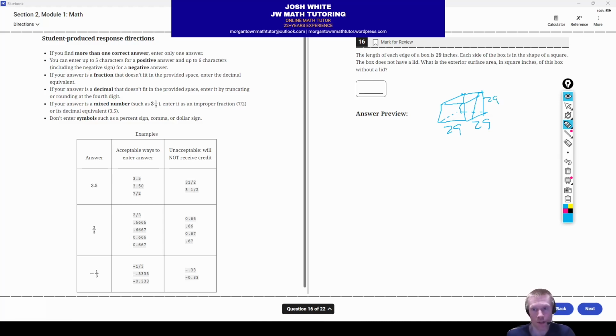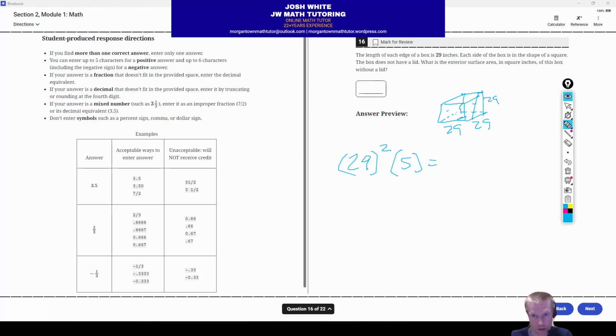Okay? So notice the area of each face of the box is just going to be 29 squared, because the length and width and height are all 29. So however you do it, front, back, left, right, top, bottom, they're all 29 by 29. So each face is 29, and there are 5 of them. There is no face on the top. So that's why I'm multiplying by 5 and not by 6. We have front, back, left, right, and bottom only.